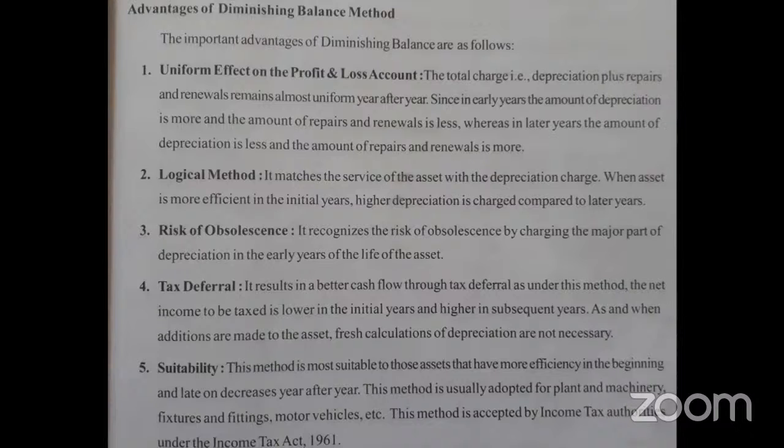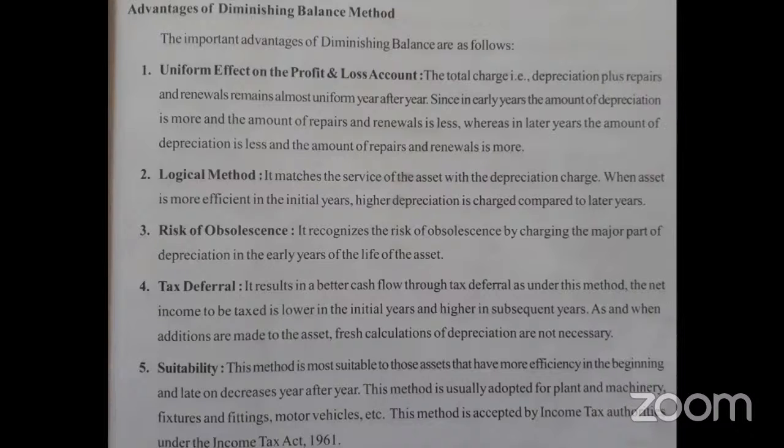In the first 1 to 3 years, the efficiency of the asset is more, and in later years it decreases. When the asset is more efficient in the initial years, higher depreciation is charged compared to later years. In the first 1 to 3 years, the asset efficiency will be more and the amount of depreciation is also more. Coming to later years, the amount of depreciation will be decreased.